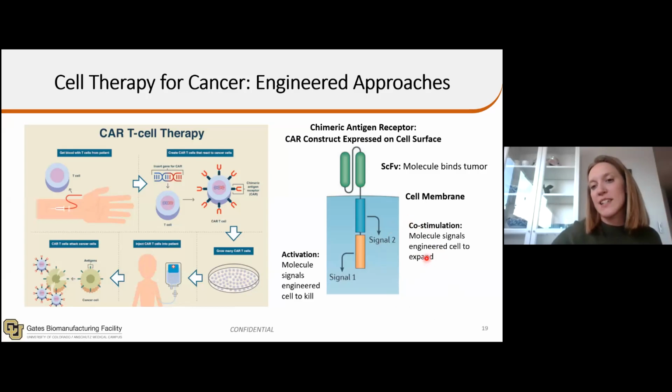But basically, this sends a kind of survival and persistent signal into the T cells so that it doesn't just kill the target, but it can divide, make more of itself, and persist for long enough to kill the entire tumor and to even kill a tumor as it starts to relapse or regrow.